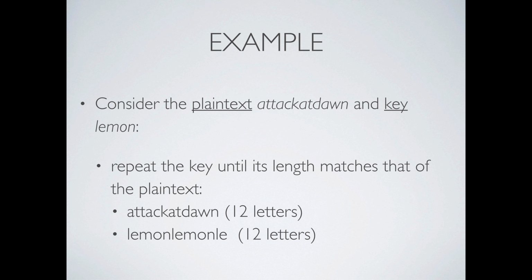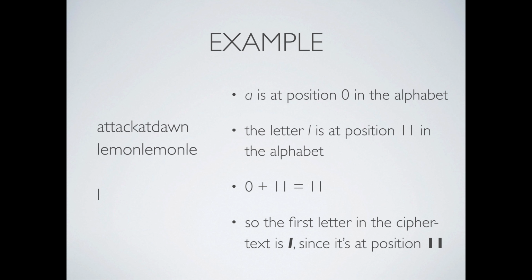And then, once you've repeated the key, you then line up the letters. So for example, the character A in attack at dawn will be matched up with the character L in lemon. The character T in attack at dawn is matched up with the character E. T is matched up with M, A is matched up with O, and so on.